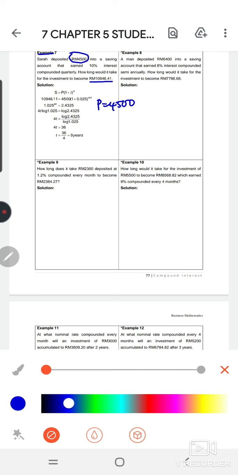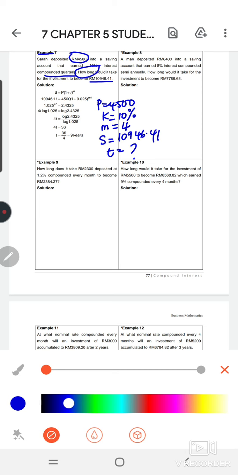Okay, then saving earn 10% interest. So your K equals to 10%. Compounded quarterly, so it means that your M equals to 4. Okay, how long will it take for the investment to become 10946.41? So dia bagi nilai S 10946.41. So maksudnya dia tanya T, how long maksudnya dia cari nilai T.